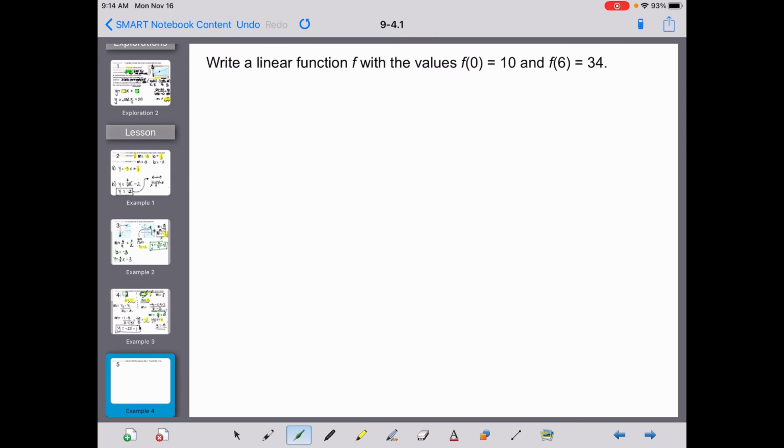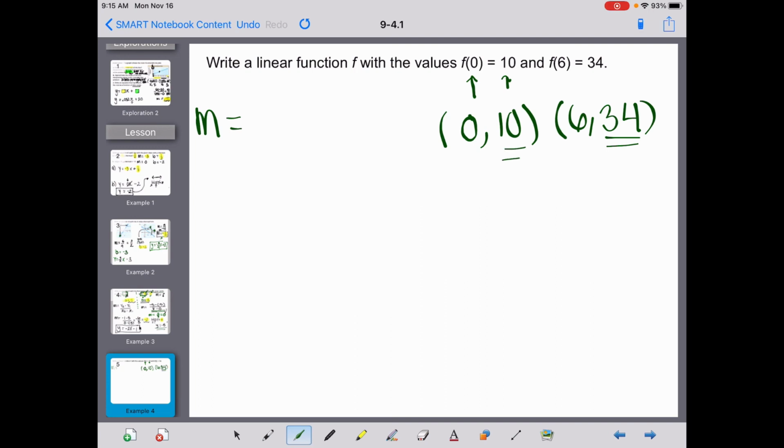All right, so this one says write a linear function with the values f of 0 is 10 and f of 6 is 34. So if you recall, this is function notation. I would go straight to writing the coordinates out. The number in your parentheses is your x. The number it equals is your y. So your two coordinates are 0, 10, and 6, 34.